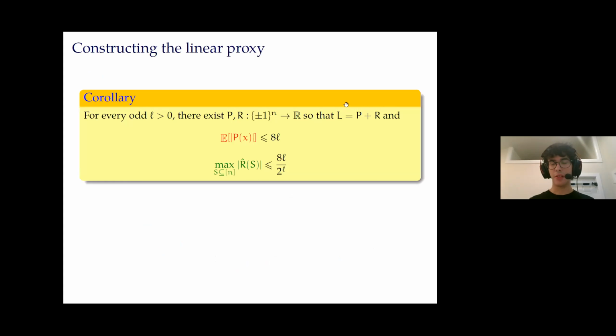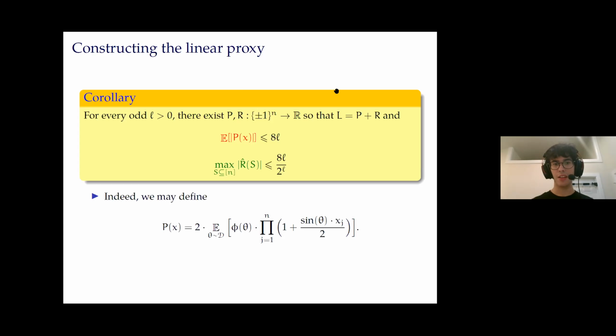So using this function phi, we can actually construct this linear proxy that I mentioned before. And here I still have this 8, which is coming from the 4. So these constants, I'm just being lenient with them because that's what we had in the paper. So where is this coming from? This p is just defined exactly in terms of this phi that I defined in the previous slide.